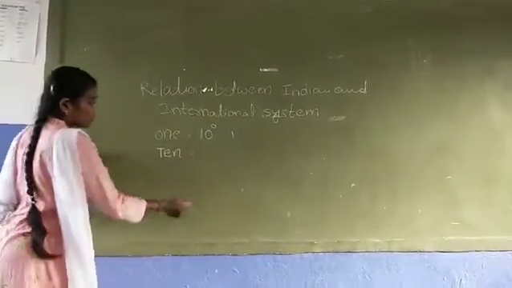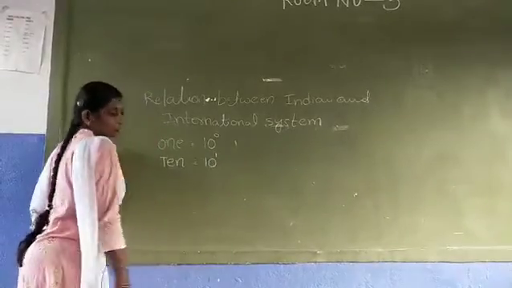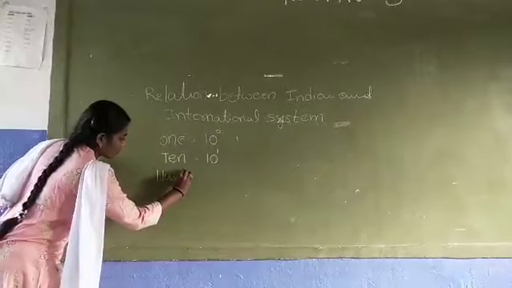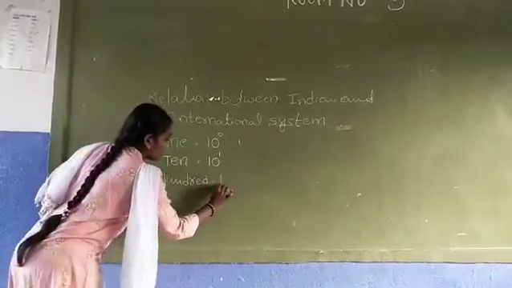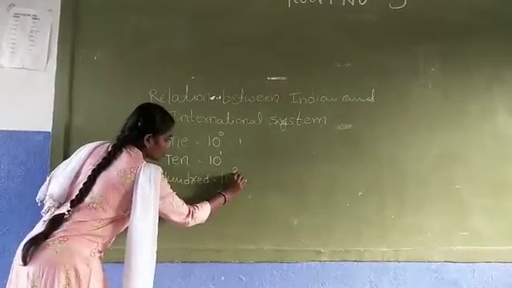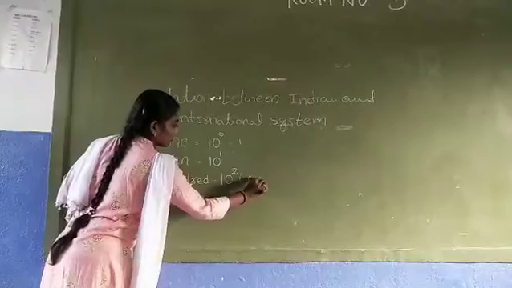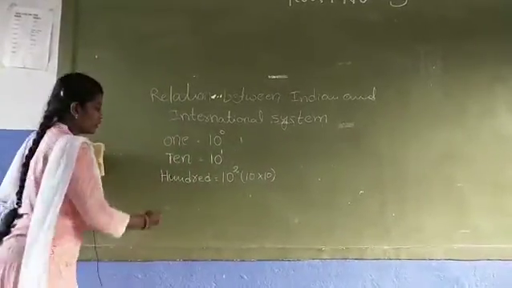10. We can write it like this also, that is 10 to the power of 1. 100 is equal to 10 square. 10 square means 10 into 10. 10 times 10 is 100. We can get the value.